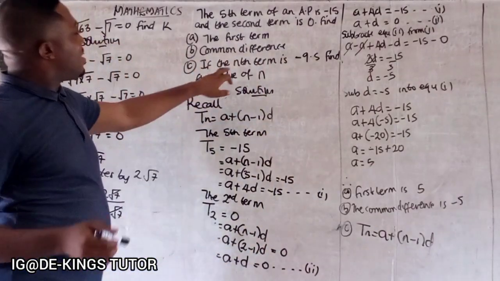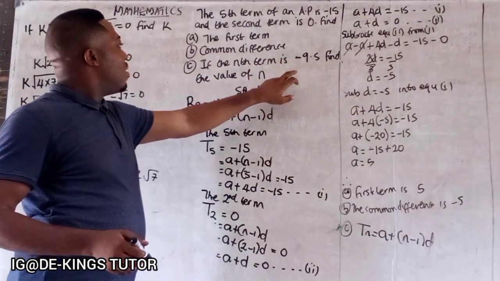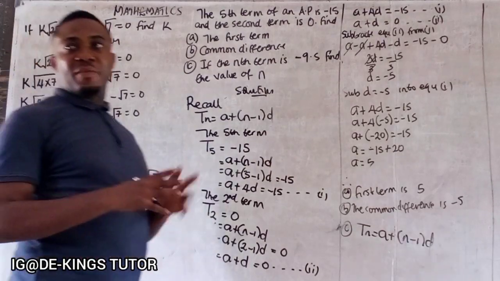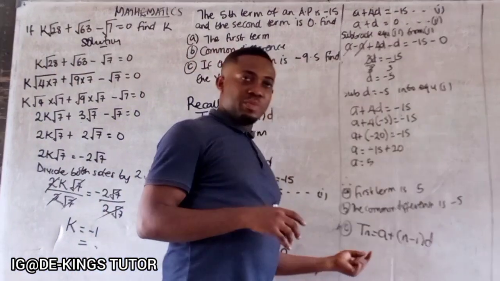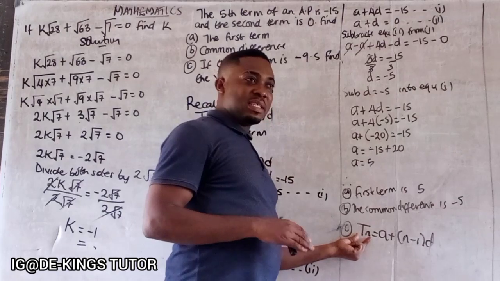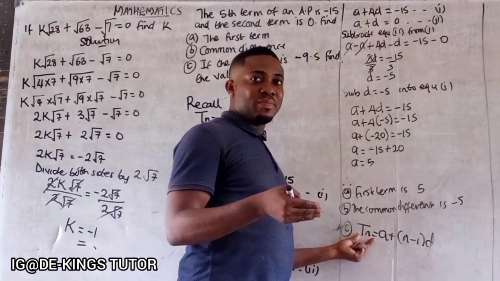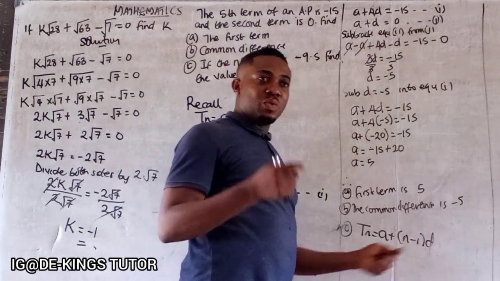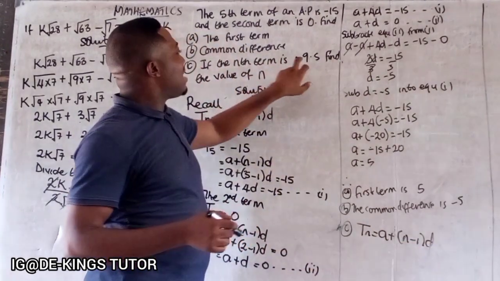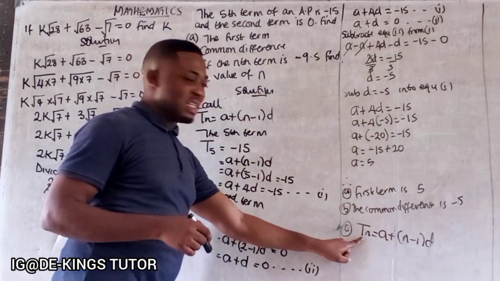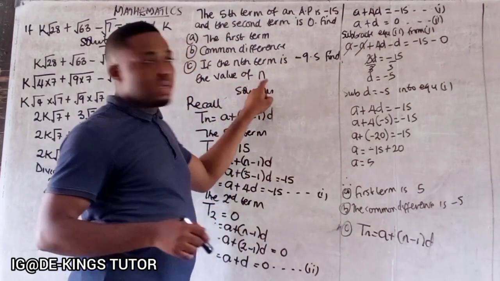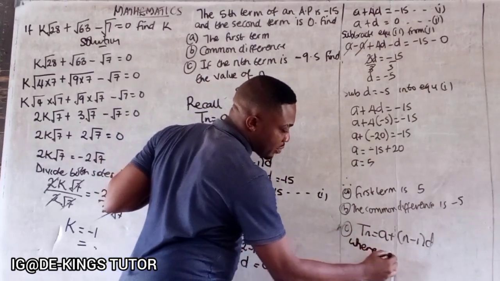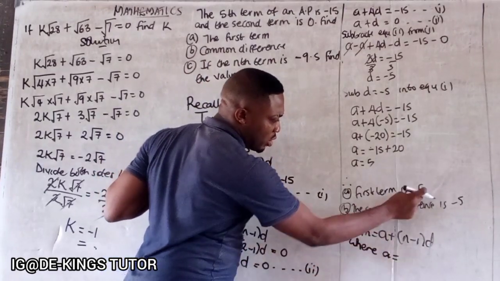So it said if the nth term is minus 9.5, find the value of n. Now remember when we are defining the meaning of this variable, we say term n is the nth term or the last term. Remember, A is the first term, n is the number of terms, d is what? Common difference. Now they are saying the nth term is minus 9.5. That means if this is 9.5, what will now be the value of n?